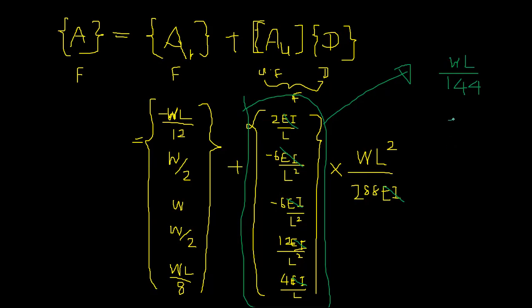So this is going to be minus W over 48, right? When you multiply this by this, L squared getting cancelled, W over 48, right? Yes, this is also. And this is going to be twice of that, right? So that's going to be W over 24. And this is going to be twice of this, WL over 72, right?